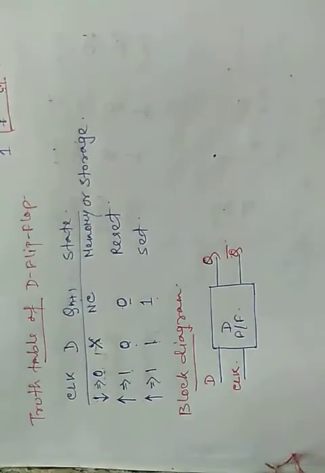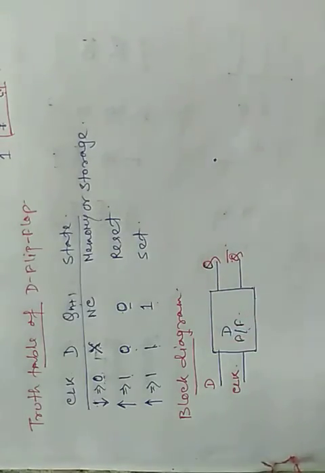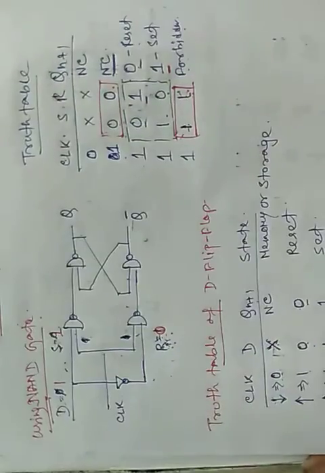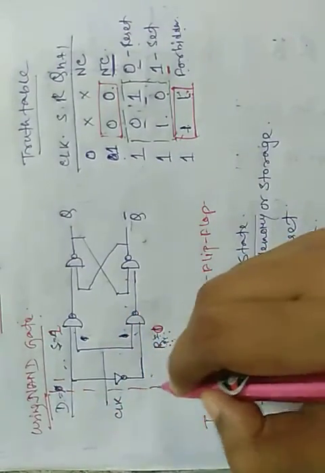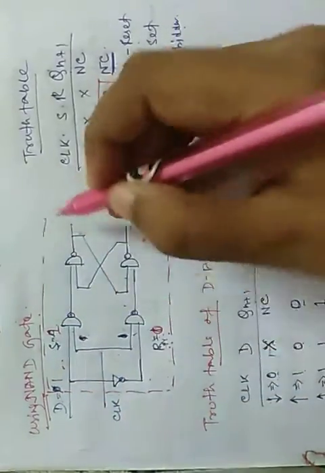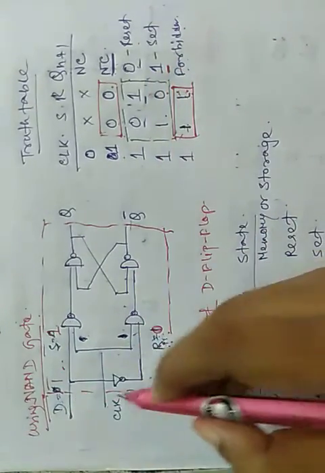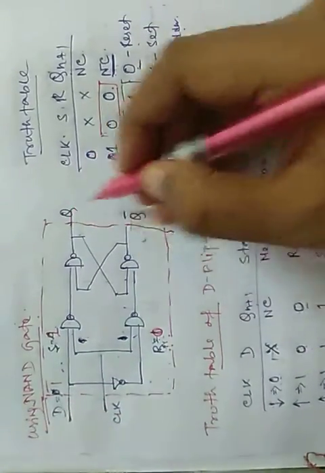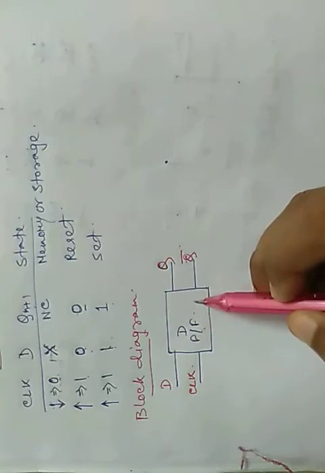So what will be the circuit between this block diagram? This circuit is within the block diagram, this portion. D is input, clock is input, Q is output, Q bar is output. So this circuit is within this block diagram.